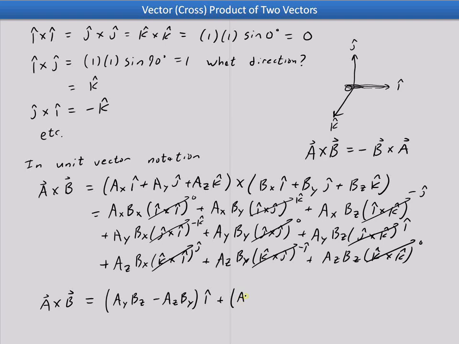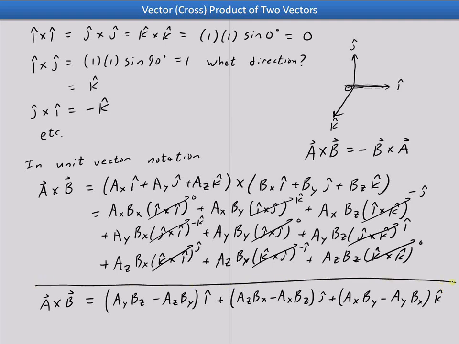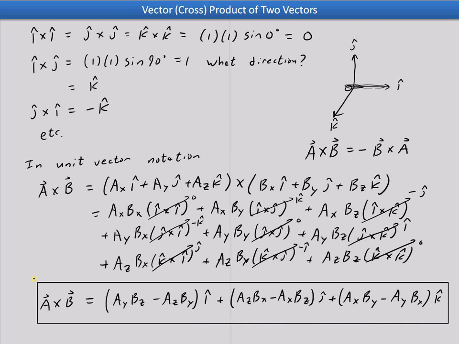And that pattern is going to hold for the other ones. So we're going to have AZ BX minus AX BZ, J hat, and then finally for K hat we would have AX BY minus AY BX, K hat. Alright, and so that is the cross product for two vectors written in unit vector notation. So let's give that a box. Ta-da!